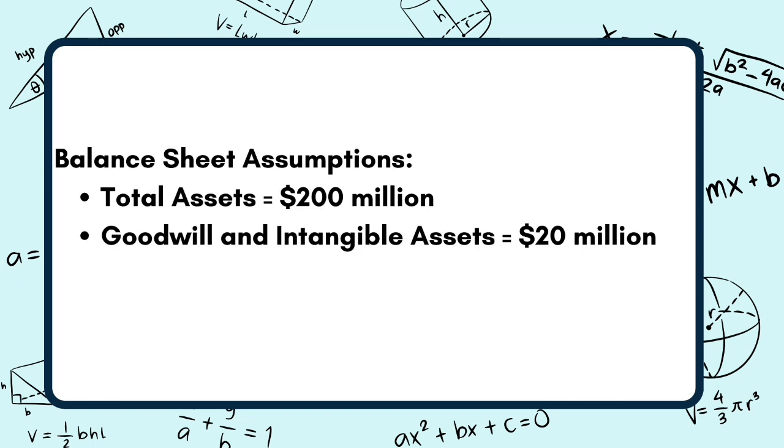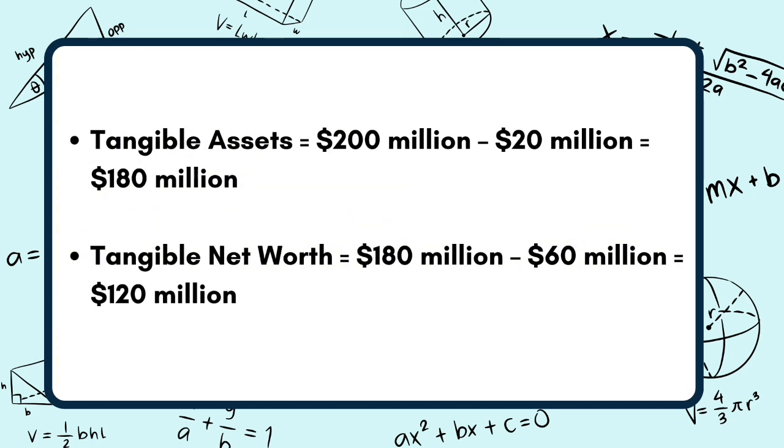The calculation of our company's tangible net worth starts with total assets, which we will assume is 200 million. Of the 200 million in asset value, 20 million is attributable to goodwill and other intangible assets. Balance sheet assumptions: total assets 200 million, goodwill and intangible assets 20 million. Given those two inputs, the difference represents the value of our company's tangible assets: 200 million minus 20 million is equal to 180 million.